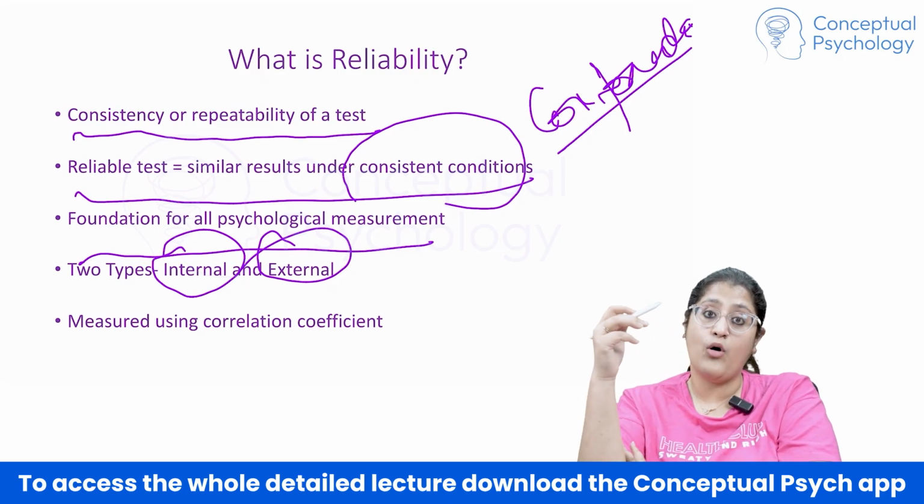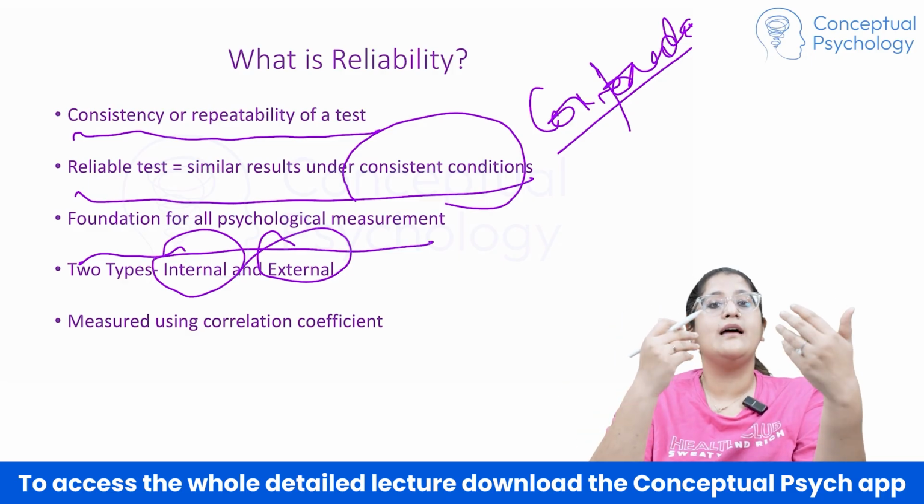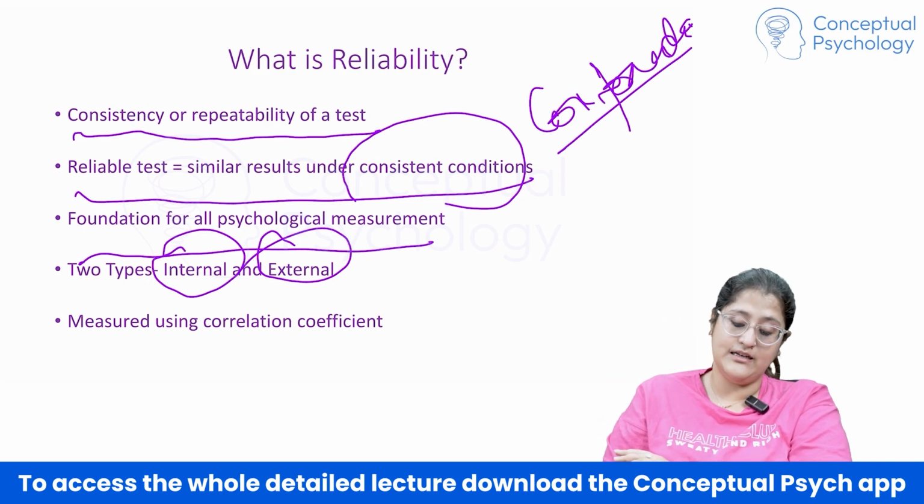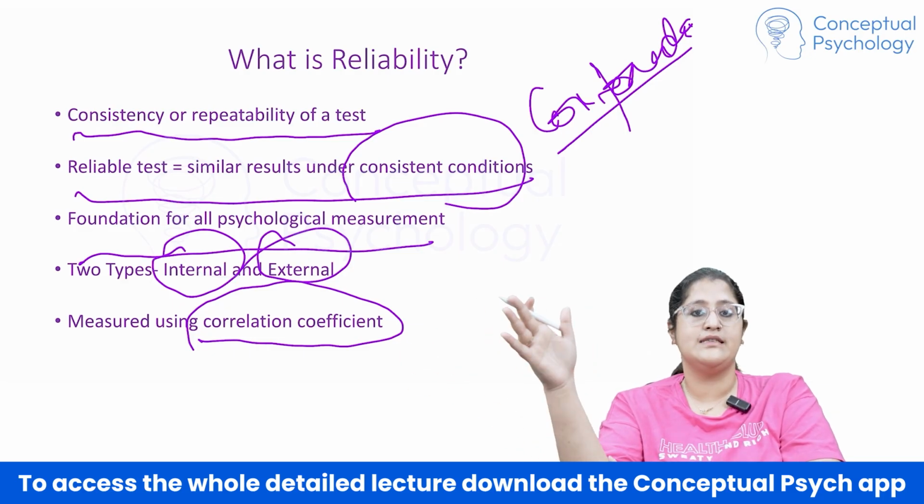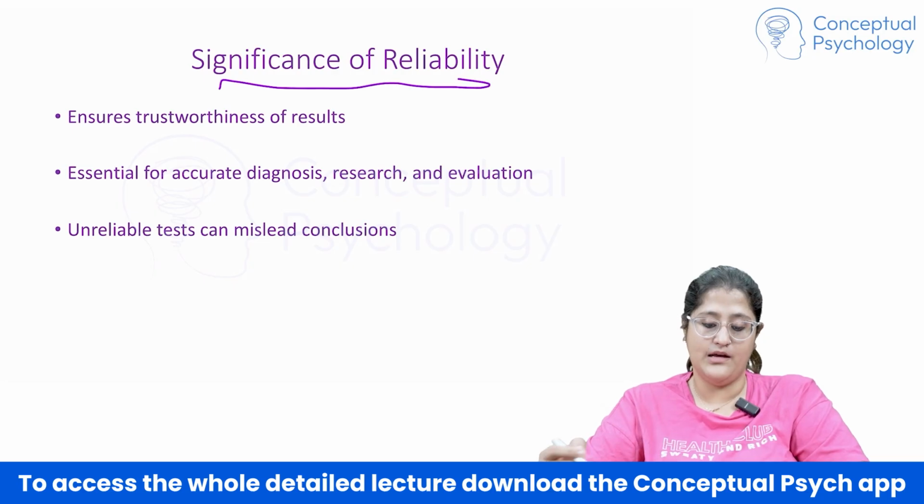Then, how is reliability measured? How would you know whether it is reliable or not? You would know by calculating the correlation coefficient. These are all aspects that we will cover later on in this lecture. Okay. Now, significance of reliability.